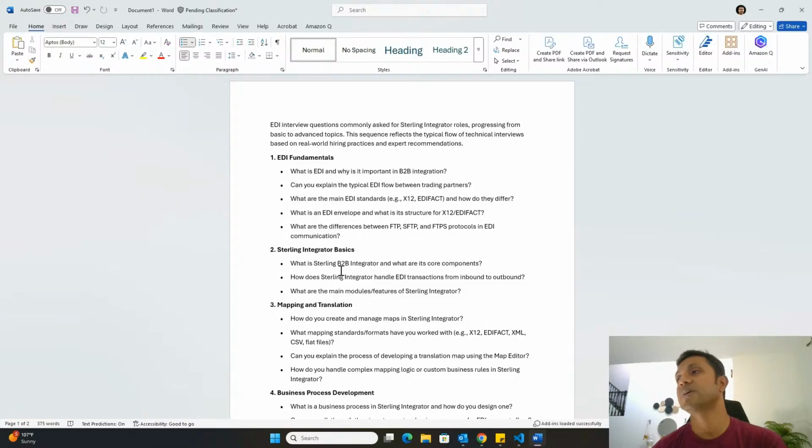Now, the next question is, what mapping standards or formats have you worked on? You need to be able to explain whether you have worked on X12, CSV, flat files, right, EDIFACT, all those things. And maybe just give an example, like a document type, right?